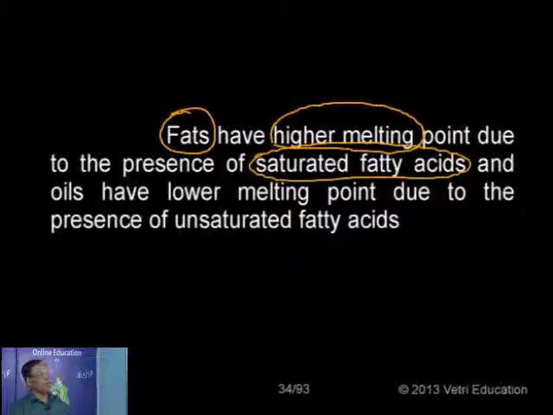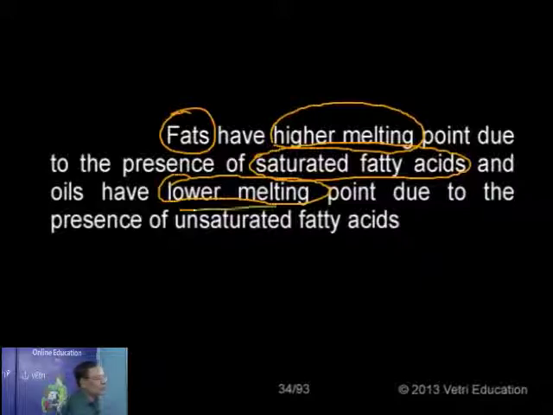So animal lipids are called fats because they have a high melting point. What is the reason? They have a high concentration of saturated fatty acids. Then about the oils, I already mentioned vegetable oil. The vegetable oils are called oils, not fats, because they contain more unsaturated fatty acids. That is why they have a low melting point. So the lower melting point is due to the presence of unsaturated fatty acids.